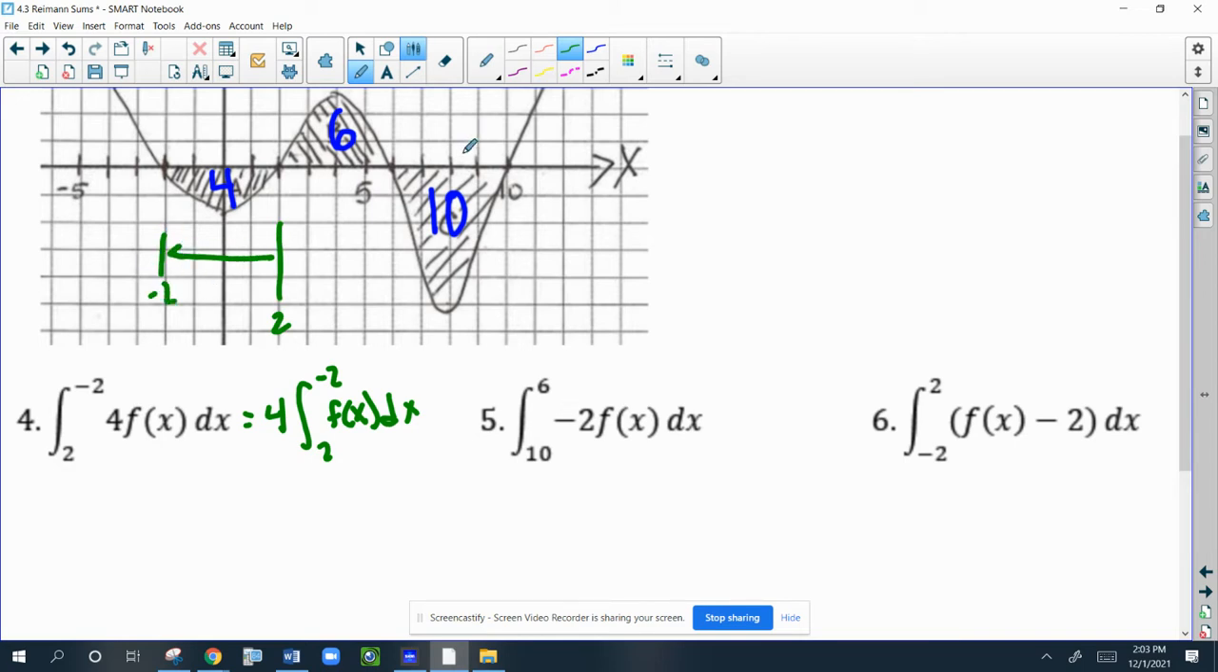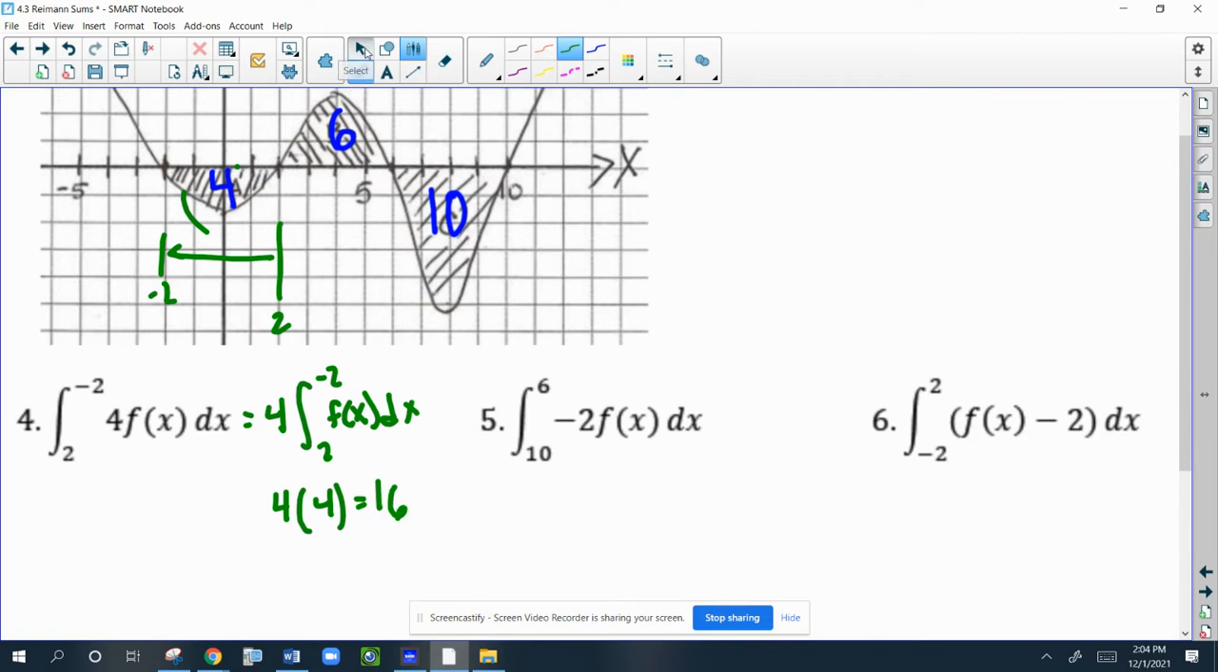So the normal integral will calculate this area of 4 as negative since it's below the x-axis, but since you're going from right to left, that negates that. So if the normal integral would be negative, if you're going backwards, it would make it positive. So this integral would be a positive 4. So our answer is 16.